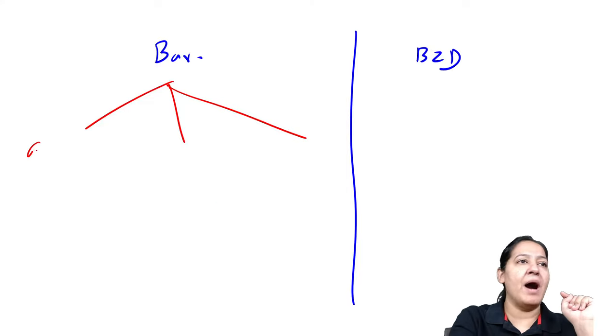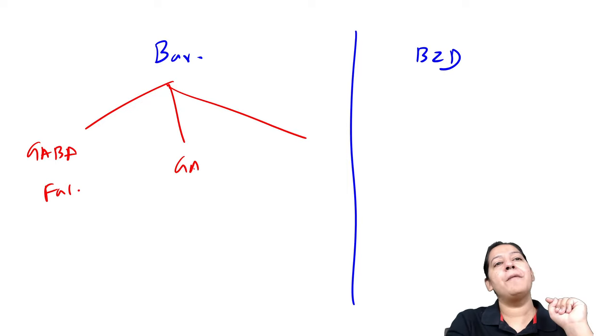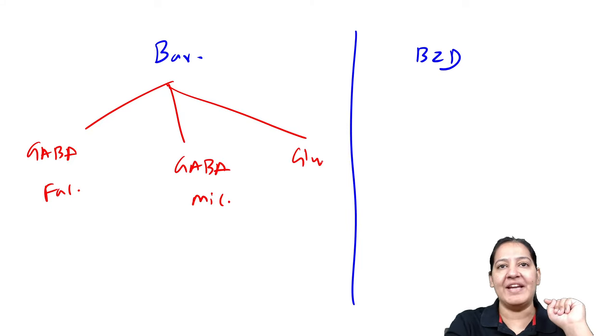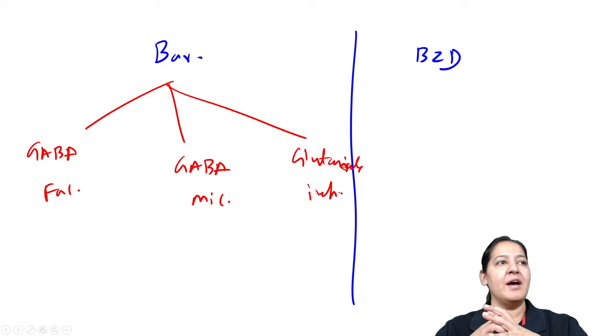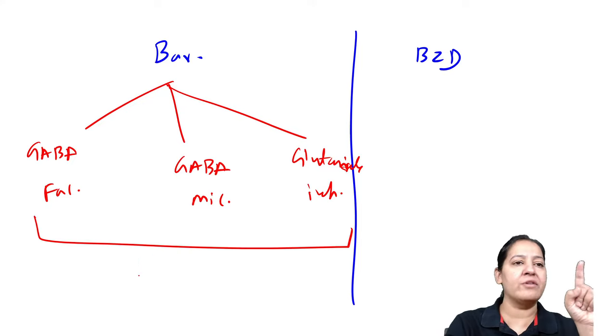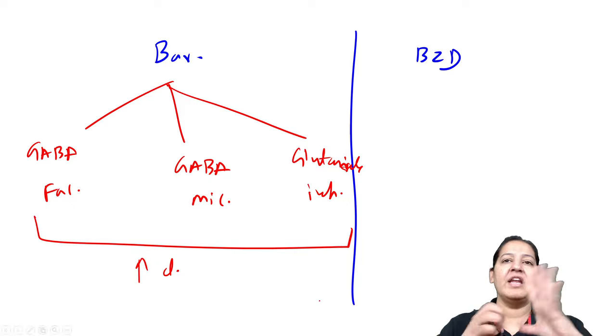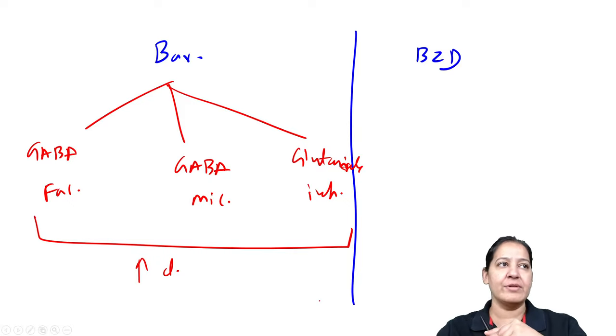So one is GABA facilitatory action. One is GABA mimicry action. And the third is glutamate inhibitory action. Give me a thumbs up. Yes, Samir, all of them ultimately increase inhibition. The first two increase the chloride channel opening. The third one inhibits the glutamate. Give me a thumbs up. So ultimately increasing the inhibition. Yes, you know that. Yes or no? I've already taught you the three mechanisms of action of barbiturates.